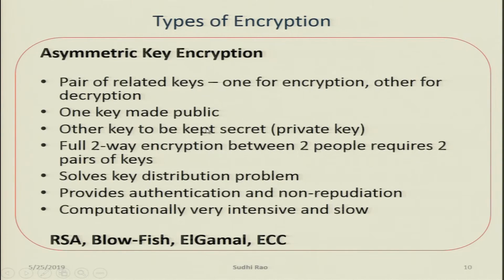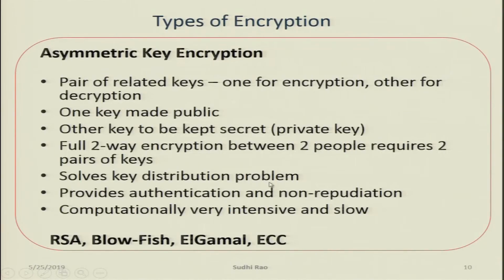So, one key is made public, and the other key is to be kept secret, the private key. Keys are always related to each other, they do not exist independently. If I generate a set of keys, I should generate one public and one private simultaneously. Likewise, you should do. Full two-way encryption between two people requires two pairs of keys. With two pairs of keys, we can do both encryption as well as non-repudiation or authentication. It solves the key distribution problem. It provides confidentiality, authentication, and non-repudiation.